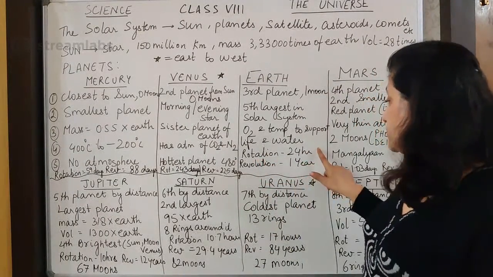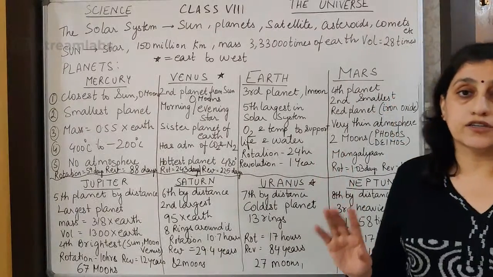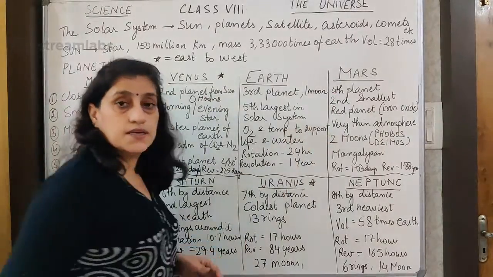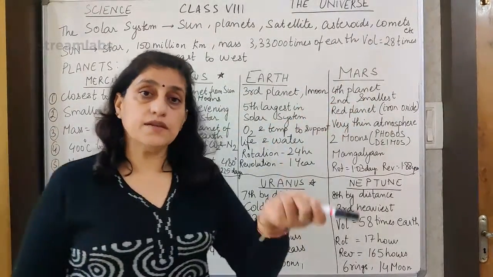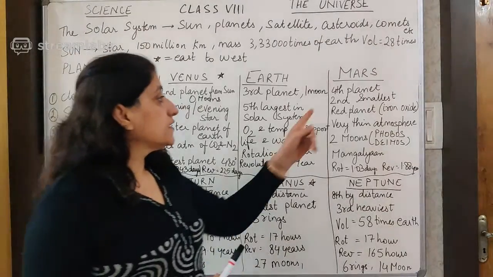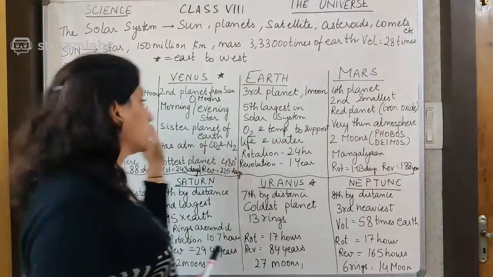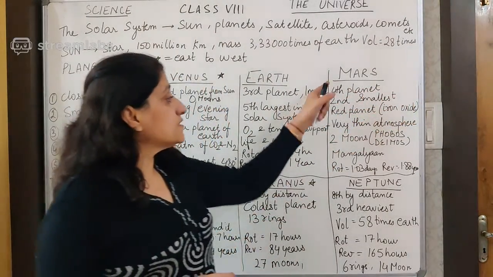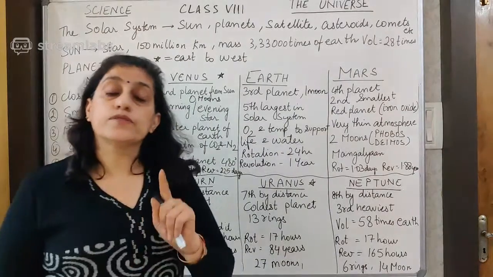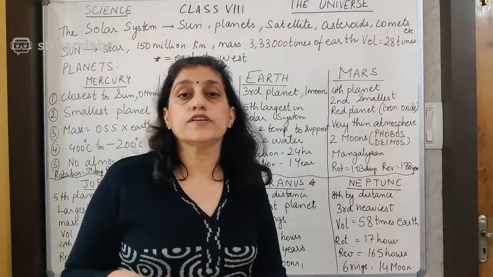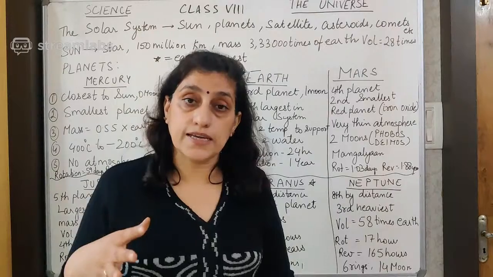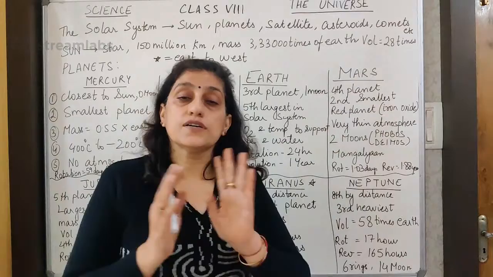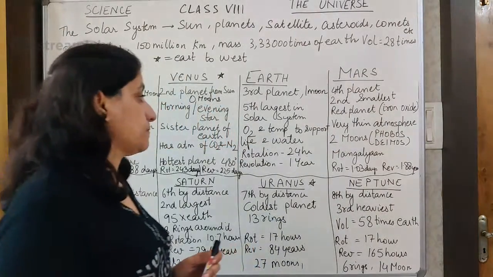Rotation, you all know, takes 24 hours and revolution takes 1 year to complete. Then we have the next planet, Mars. It is the fourth planet from the sun by distance. It is the second smallest planet, which means Mercury is the smallest, then second is Mars. Mars is referred to as the red planet. The reason is that the surface of Mars has lots of iron oxide in it, and this iron oxide has a reddish color. Therefore, Mars appears red and is called the red planet.